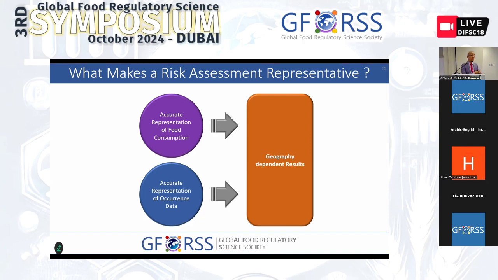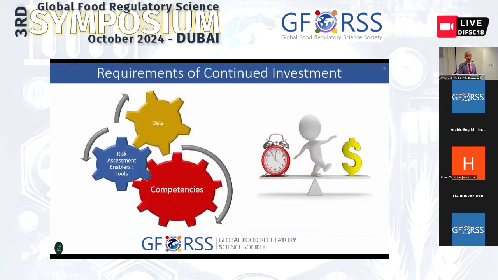First of all, the occurrence of the hazard can be really associated with the region and can be different from one region to another. It can also be based on the practices themselves, and also the consumption. Food consumption can be different from one region to the other. So geography matters.